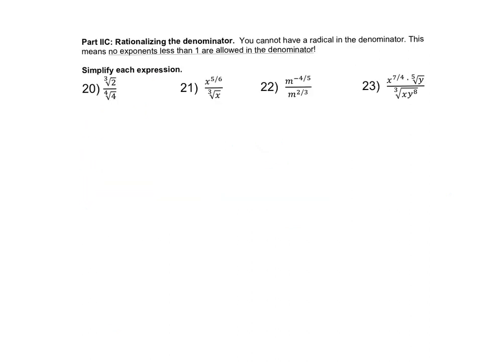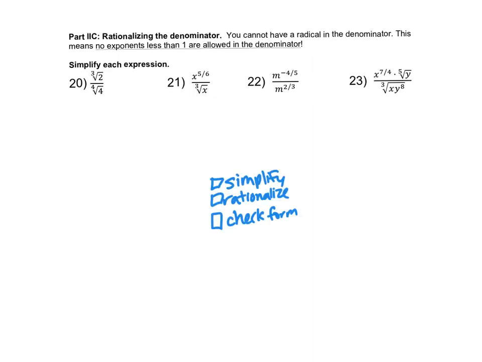Now I will actually go through 2 of the type of problems that you'll see. I'm going to go through number 20 and number 23. I typically go in this order: simplify, rationalize, check form. So the first thing I'm going to do is write my radicals with rational exponents. So I have 2 to the 1/3 over 4 to the 1/4.